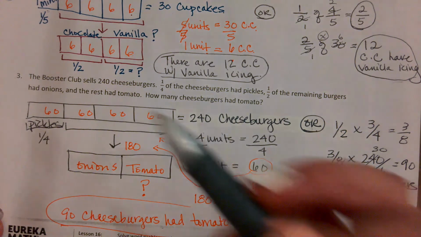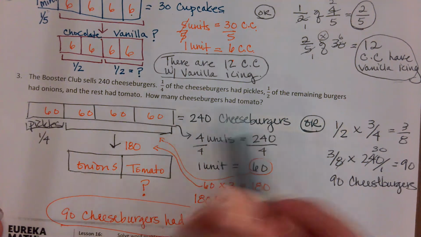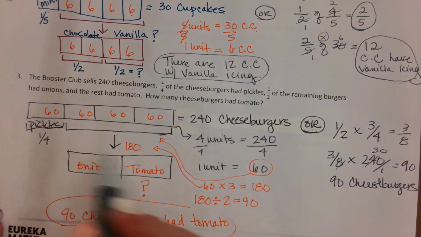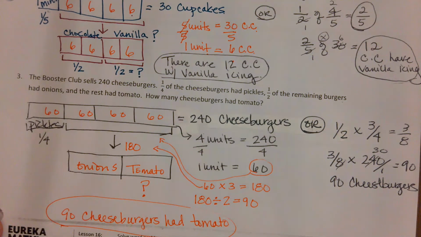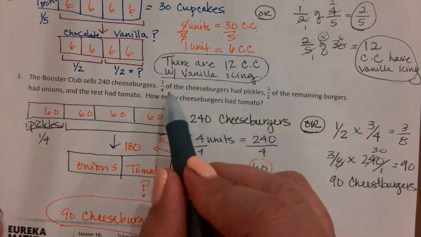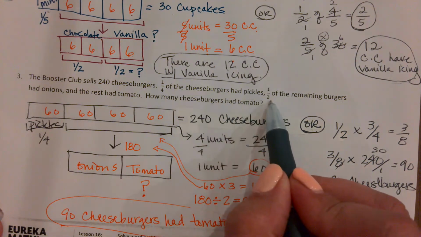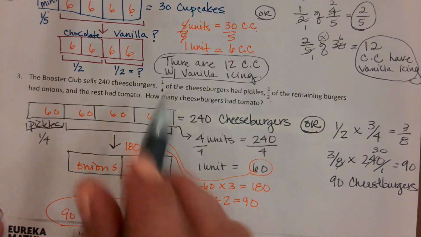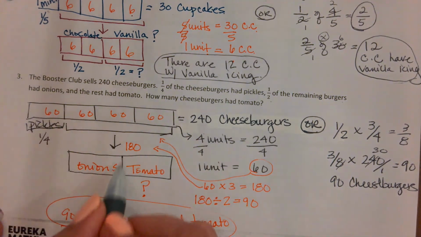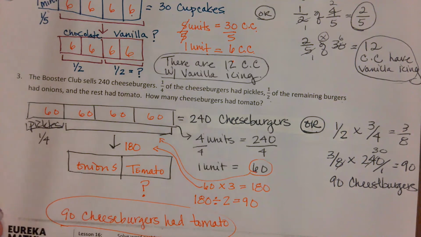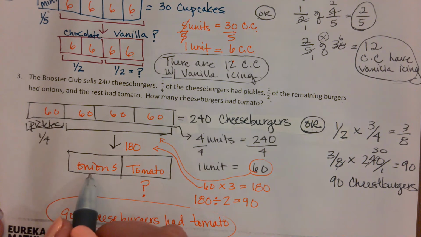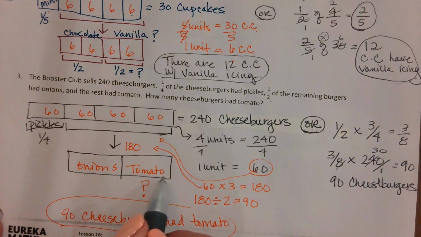So from there, I took what was left over, the remaining burgers, and I pulled it down and created a new tape diagram. And I know 1/2 of the remaining burgers had onions. So I'm going to take what's left over, divide it in half, correct? Now, I know half have onions and the other half have tomato.